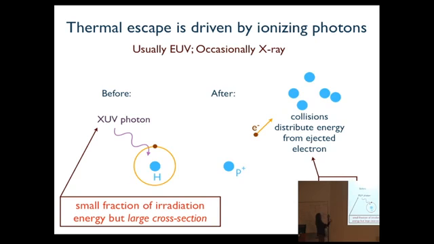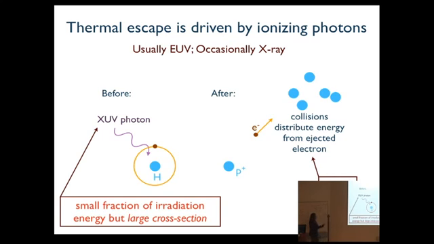All right, so what about the high energy photon part of this? Thermal escape is driven by ionizing photons. Actually, it could be driven by a lot of things, but this is the main process that we talk about, and it's the one I'm going to be talking about. Usually EUV, in some cases it could be X-ray, and what ends up happening is first you have a hydrogen atom, your high energy photon comes in, it ionizes your atom, your electron goes off with some extra velocity, it collides with nearby atoms, distributes that extra energy, and that gives you heat. So that's where the heating is coming from.